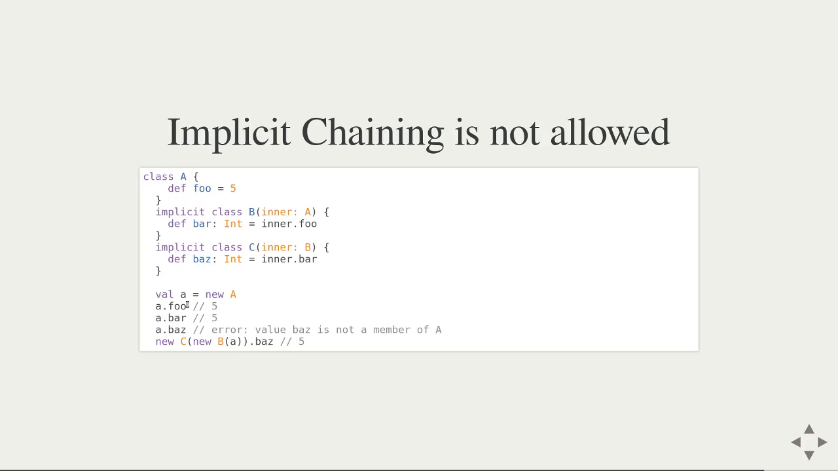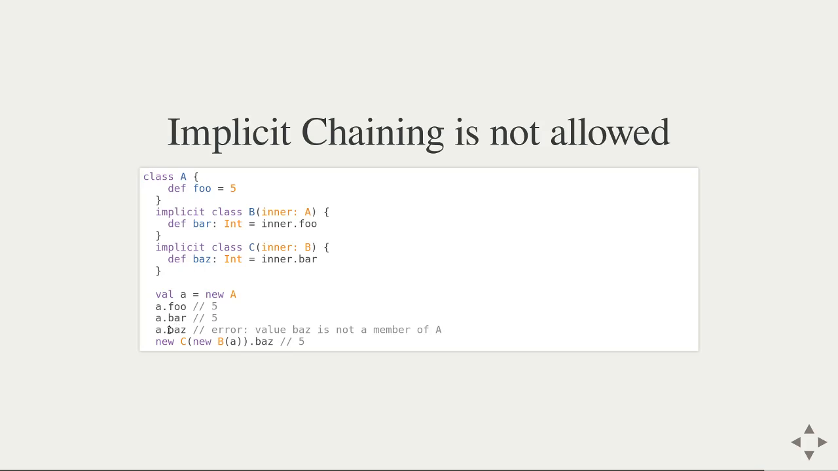So A has a foo function on it just naturally as part of the A class, so I can say a.foo and everything's cool. B has a bar function on it, and I can convert A's to B's, so I can say a.bar and everything's cool. But A and B, neither one of them have a baz function on them.